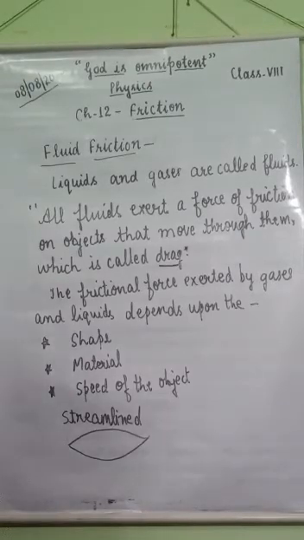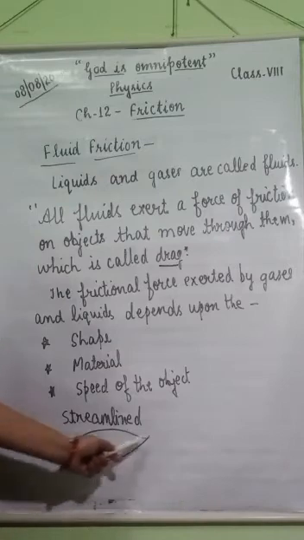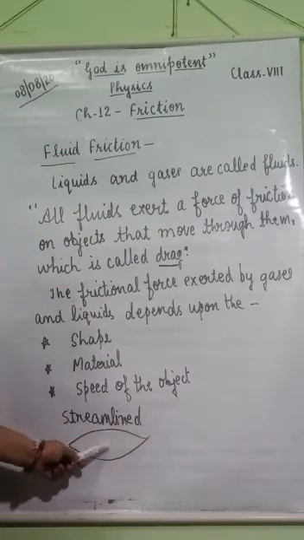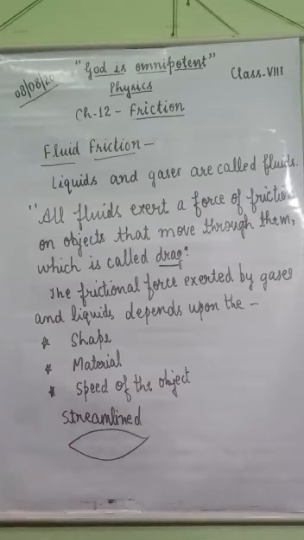So what is a streamlined shape? A shape which is narrow at both ends, back and front, and broad at the middle. This shape is known as a streamlined shape. Due to this streamlined shape, fish move easily in water, and aeroplane moves easily in air.